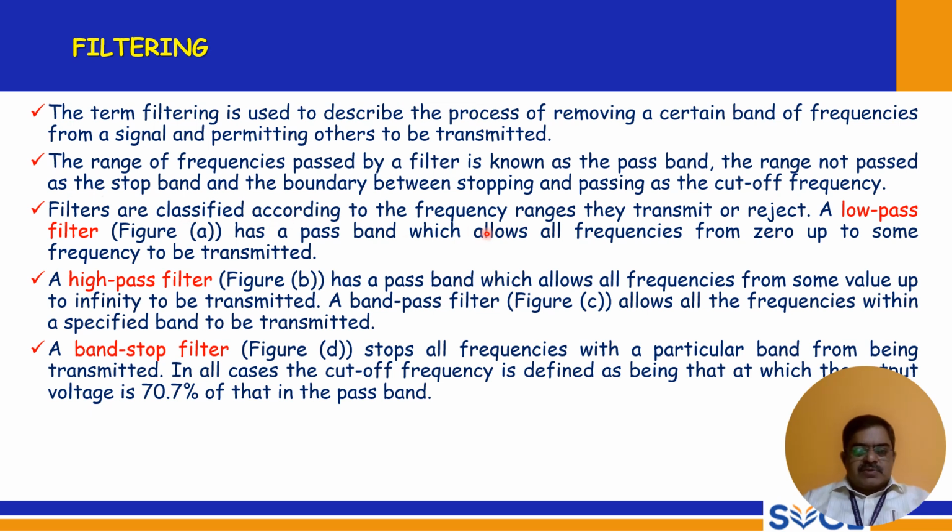Filters are classified according to the frequency ranges they transmit or reject. A low pass filter, I will show you in the next slide, has a pass band which allows all frequencies from 0 up to some frequency to be transmitted. So that is a low pass filter. A high pass filter has a pass band which allows all frequencies from some value up to infinity to be transmitted. A band pass filter allows all the frequencies within a specified band to be transmitted. A band stop filter stops all frequencies within a particular band from being transmitted.